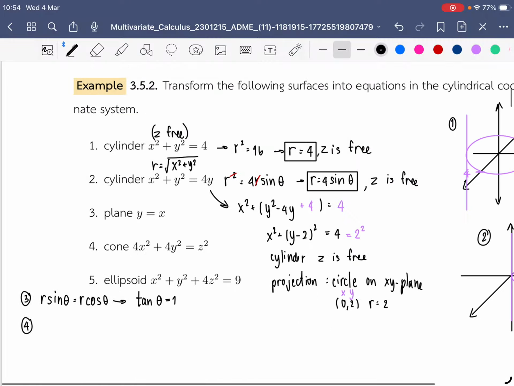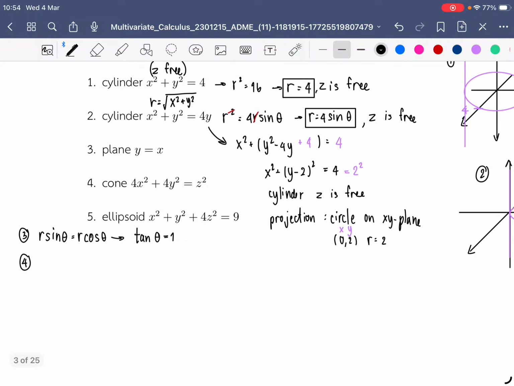Number 4, you get x squared plus y squared is z squared. So 4r squared is z squared. You can simplify, but not much, because when you take square root, you get plus minus. So z is plus minus 2r.